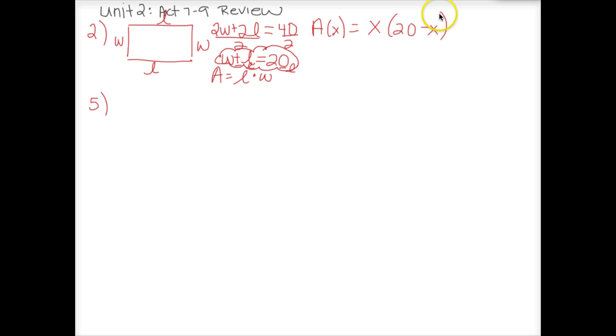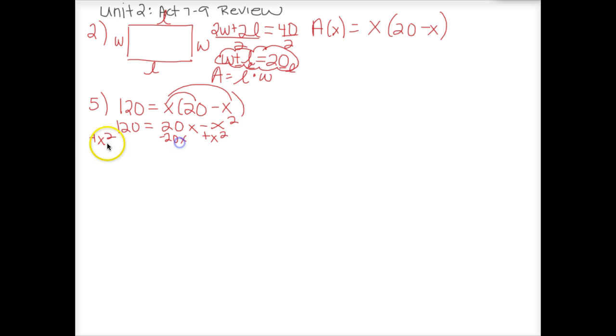So if you take your area function up here and we plug in 120 for the area, that's what we would do to solve this algebraically. So I plugged in 120. I distribute here, so I've got 120 equals 20x minus x squared. I put it in standard form, so I move my x squared over, I move my 20x over, so I end up with x squared minus 20x plus 120 equals 0.